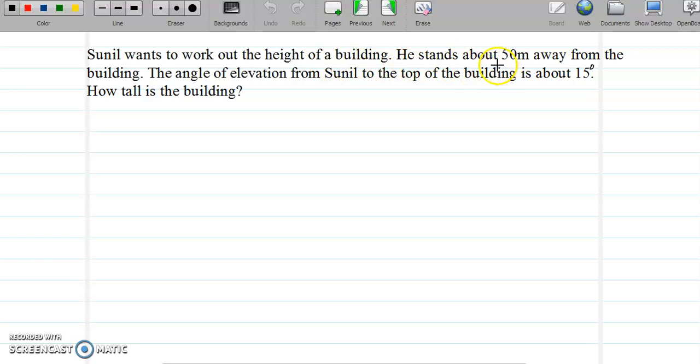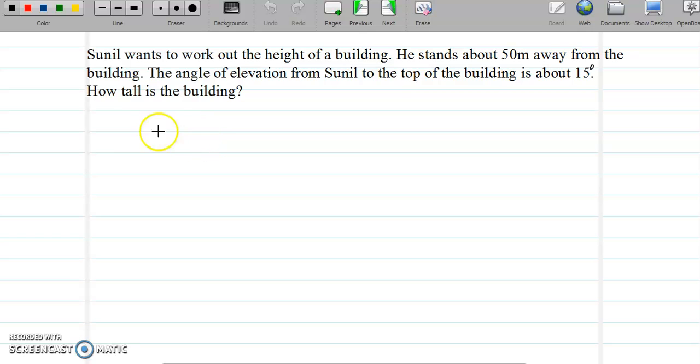Okay, this question says that Sunil wants to work out the height of a building. He stands about 50 meters away from the building. The angle of elevation from Sunil to the top of the building is about 15 degrees. How tall is the building?